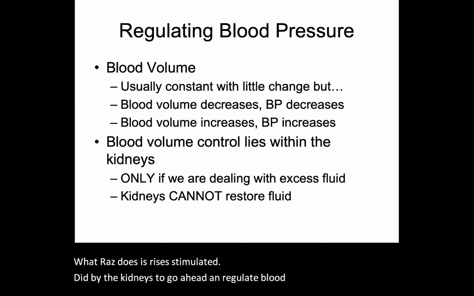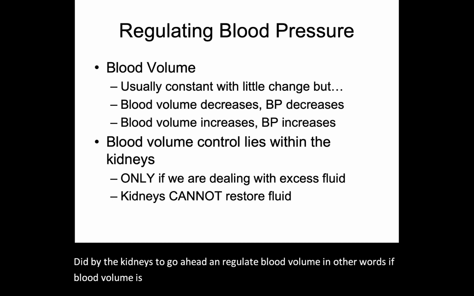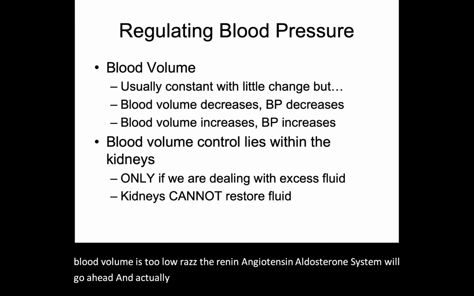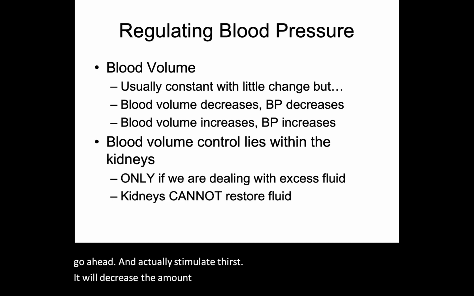In other words, if blood volume is too low, RAAS, the renin-angiotensin-aldosterone system, will actually stimulate thirst. It will decrease the amount of urine output or the amount of filtrate that the kidneys are producing to conserve the blood volume.